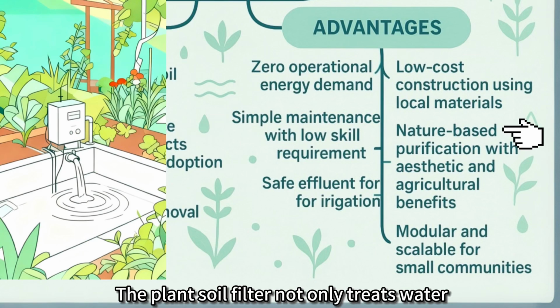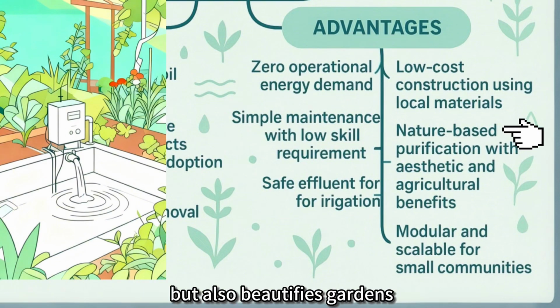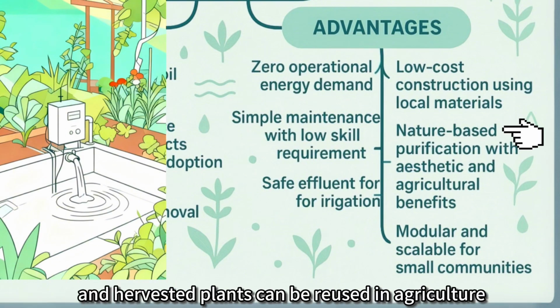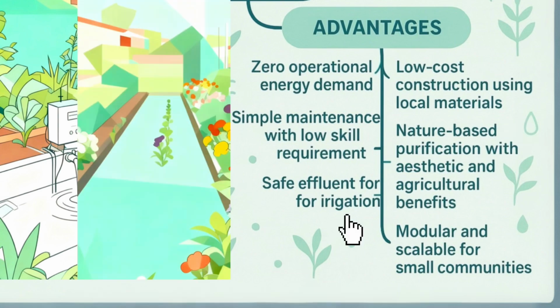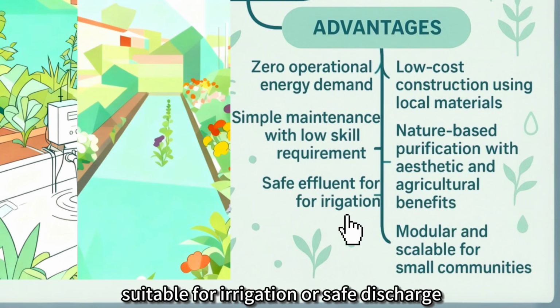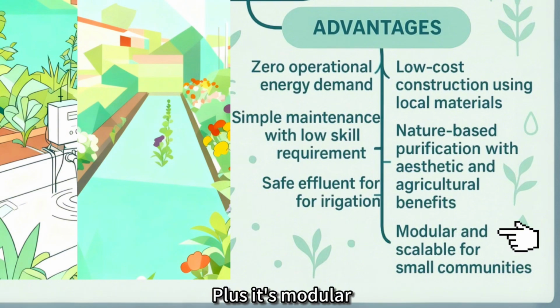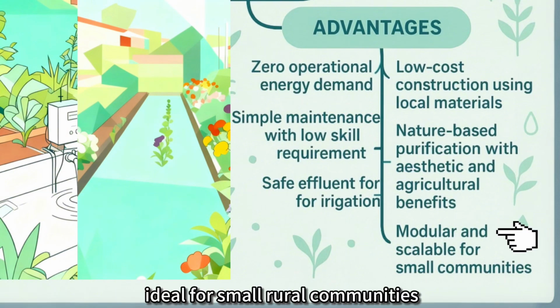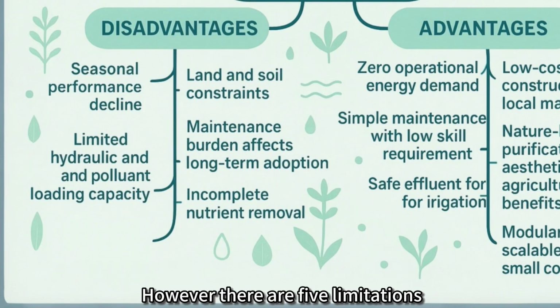The plant soil filter not only treats water, but also beautifies gardens, and harvested plants can be reused in agriculture. The treated water meets basic reuse standards, suitable for irrigation or safe discharge. Plus, it's modular, ideal for small rural communities. However, there are 5 limitations.